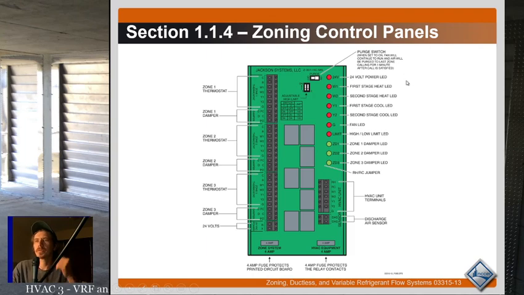Zoning control panels are generally pretty simple. This is a pretty good diagram of one. Very similar to what you're going to see out in the real world, no matter who you buy it from. You'll have your discharge air sensor connection, HVAC unit terminals, so this is where all the signals go to the HVAC system. Alright, and then you'll have your other thermostats, your zone thermostat and a zone damper, another zone thermostat, another zone damper, another zone thermostat, another zone damper, so on and so forth. And however many zones it'll connect is what you'll have there.